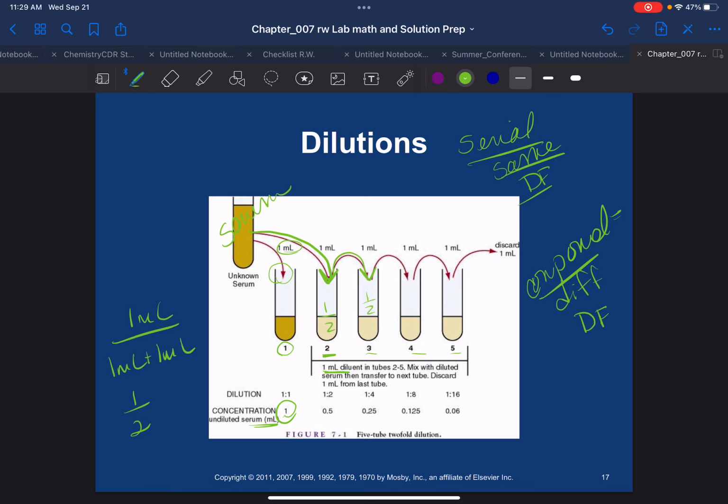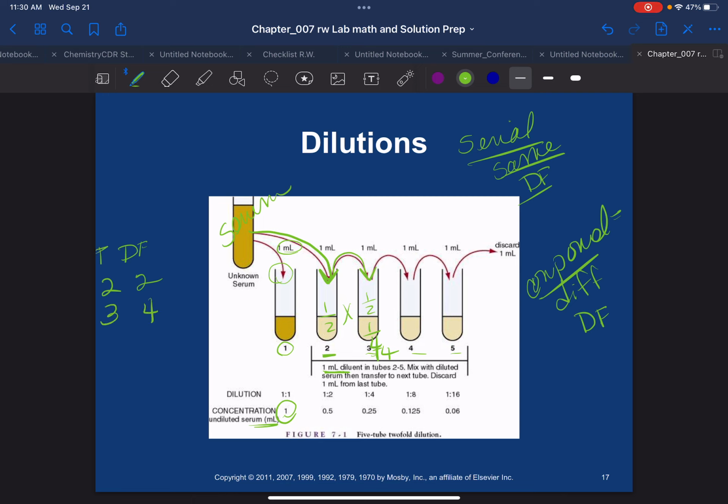However, how can we figure out the dilution factor in this tube now? We have to say that tube 2's dilution factor was 2, or the dilution was 1 to 2. We made another 1 to 2, so this is now a 1 to 4 dilution, and the dilution factor is 4 for tube 3. So tube 2 dilution factor is 2. Tube 3 dilution factor is 4.